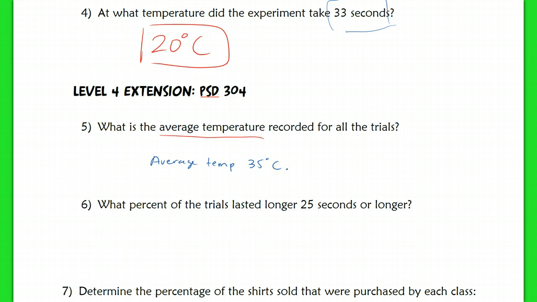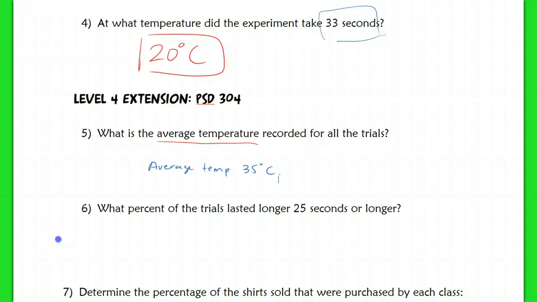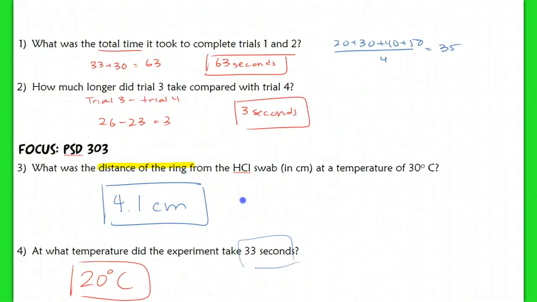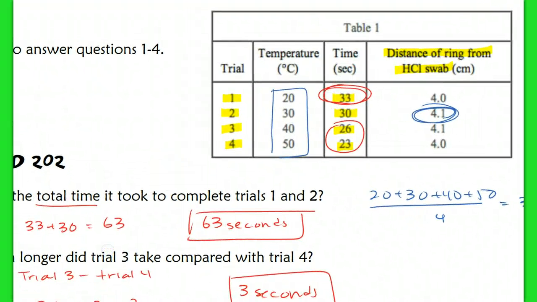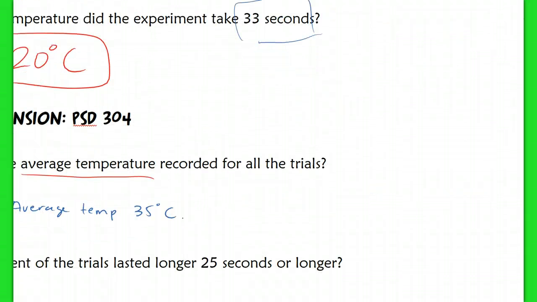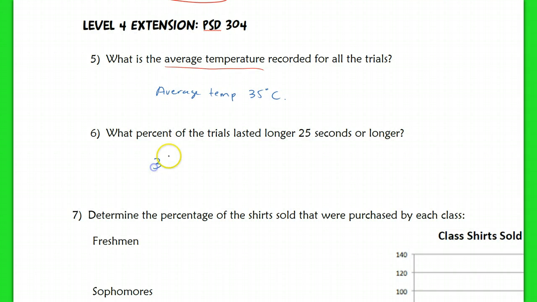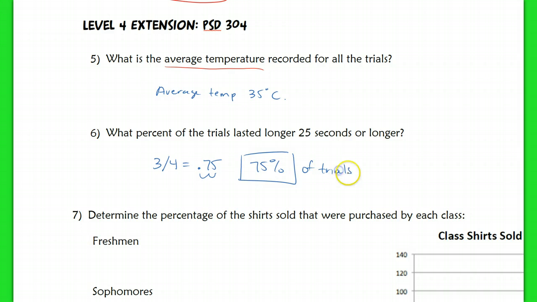Okay, the next question says, what percent of the trials lasted longer than 25 seconds? Okay, so lasted 25 seconds or longer. Now, when I look at these trials, for the amount of time that lasted 25 seconds or longer, I see that I have these three values that are above 25 seconds. So I'm going to look at this and say, okay, I have 3 trials that were above 25 seconds, or lasted longer, because this one is less than 25 seconds here. 3 out of the 4 trials. So when I find this percentage here, I take 3 and I divide that by 4 to get 0.75. And to change that into a percentage, I move that decimal 2 spots over, and that gives me 75%. So 75% of the trials lasted 25 seconds or longer.